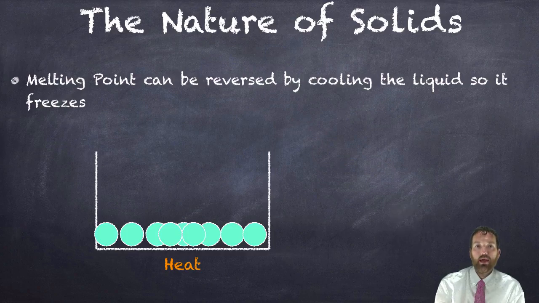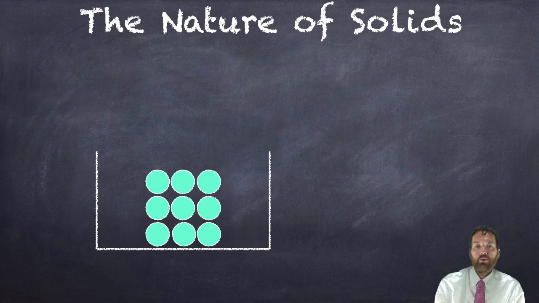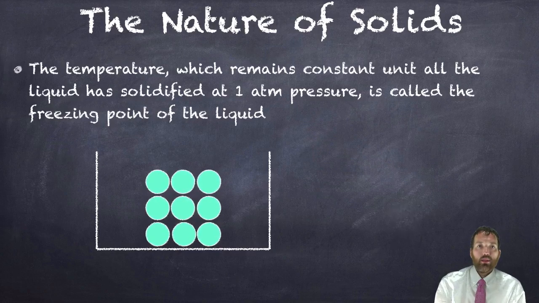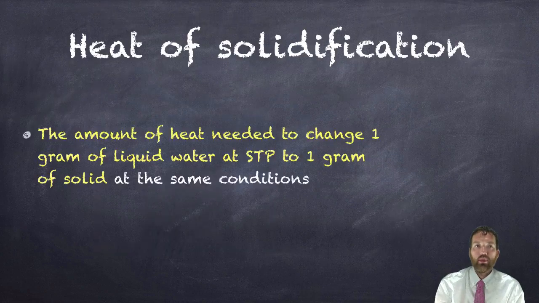If we take away that kinetic energy, we'll take away the motion of the particles that's allowing them to flow, and the intermolecular forces will pick back up and they will reform that crystalline repeating pattern that is characteristic of solids. So the temperature at which it remains constant until all the liquid has solidified at 1 atmosphere is called the freezing point of the liquid.